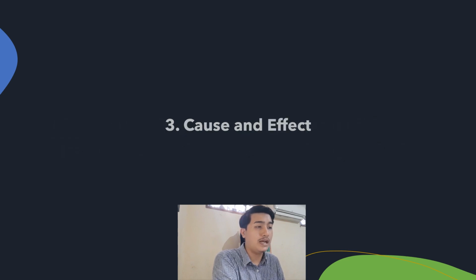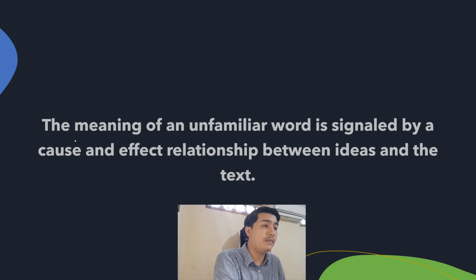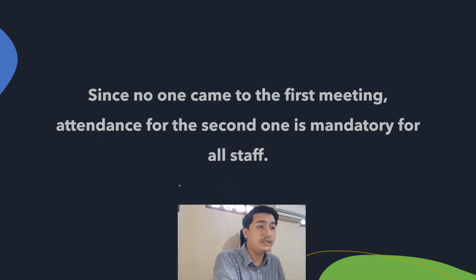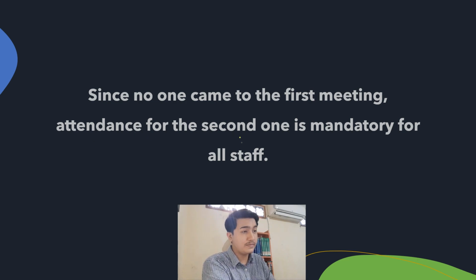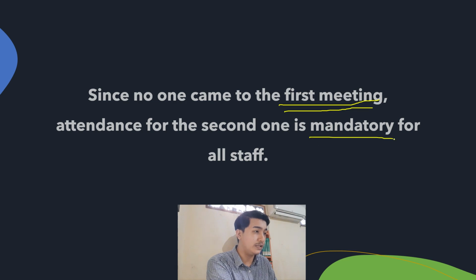The third, cause and effect context clue. The meaning of an unfamiliar word is signaled by a cause and effect relationship between ideas in the text. As an example here, since no one came to the first meeting, attendance for the second one is mandatory for all staff. We can infer that since no one came to the first meeting, the second meeting becomes mandatory for all staff.